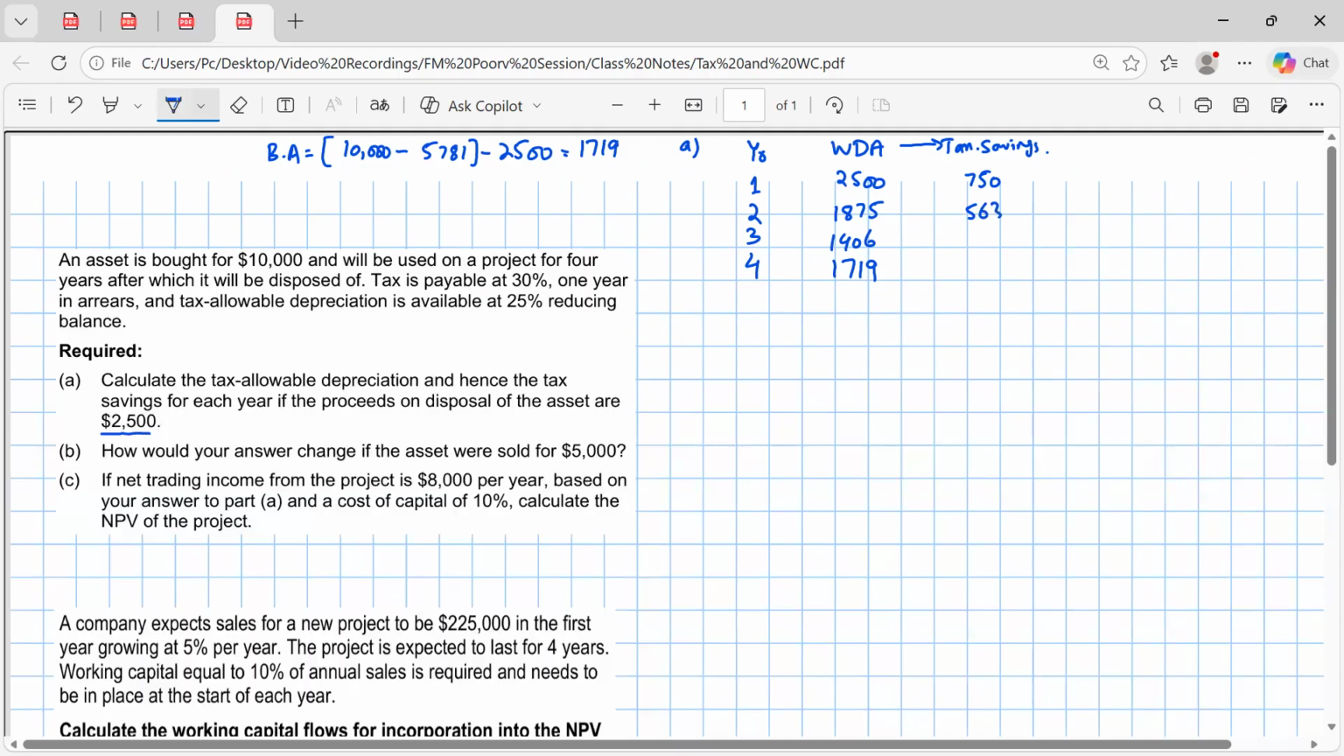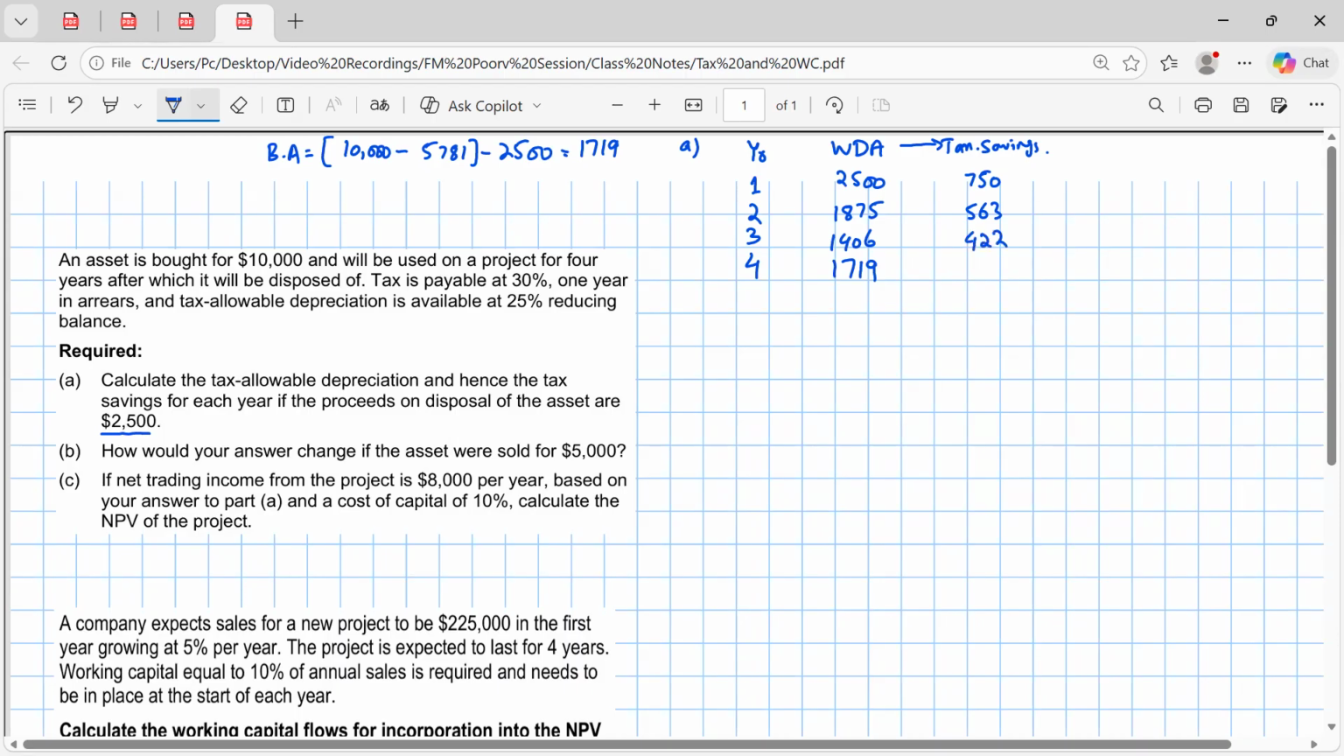It's tax savings. So if the tax rate is 30%, you multiply the 750 with 70%, the remaining percentage. It is not calculated with 70% of the reducing balance, because that is only relevant for WDA. The other way is to just multiply the WDA with the tax rate. 1875 multiplied by 30%, you will get the same answer. For year 3, 422.